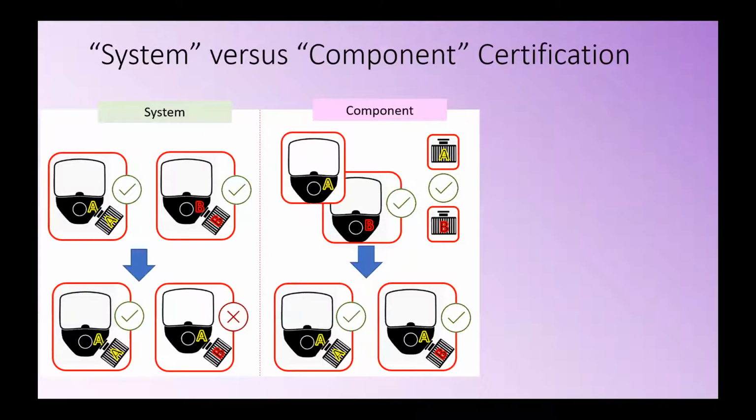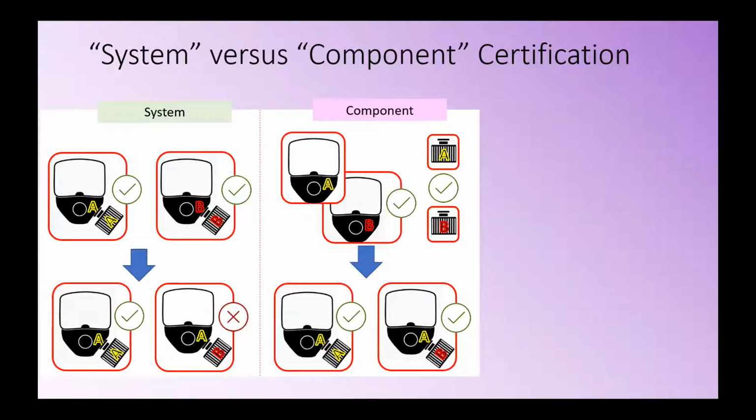Okay, one other thing to mention is a difference in the concept of certification of systems versus components. Trying to describe it diagrammatically here, we have a case on the left of system certification where, say, a facepiece and a filter are approved together. So company A's products go together, company B's products go together, and you can then have an approved use of a company A face piece with a company A filter, but not a company A face piece with a company B filter. That crossover is not allowed in system approval.